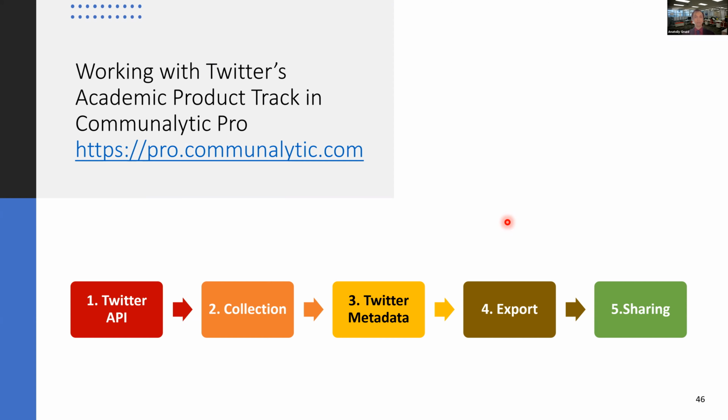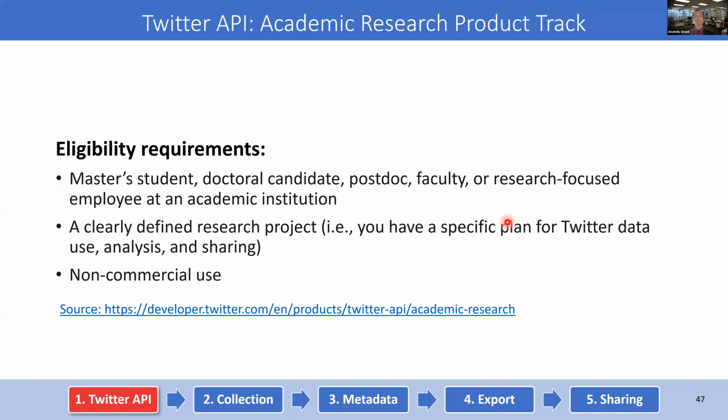And so let me begin by first discussing the eligibility requirements. Who can apply for this academic research product track? As described on Twitter's website, if you're a master's student, doctoral candidate, postdoctoral fellow, faculty, or a research-focused employee at an academic institution, you can apply for this API.